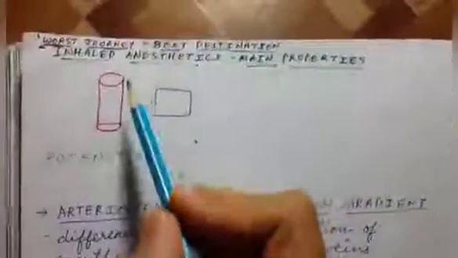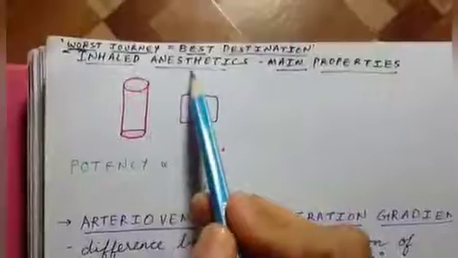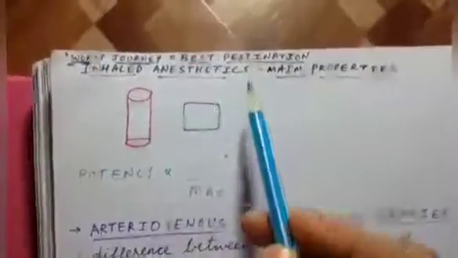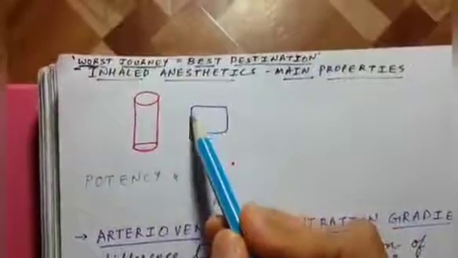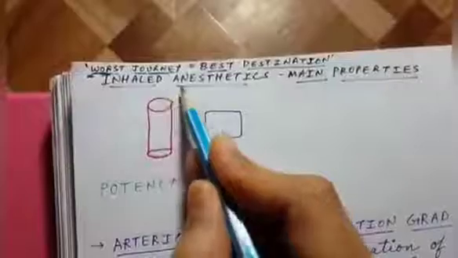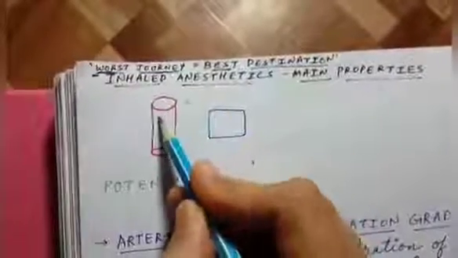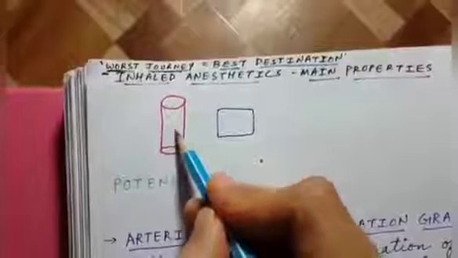Hello everyone. Today we will be going to discuss main properties of inhaled anesthetics. Okay, just main properties. Now let's assume this is a blood vessel and this is a tissue, or a cell. Now the solubility of the anesthetic in the blood will determine the rate of induction of its action.